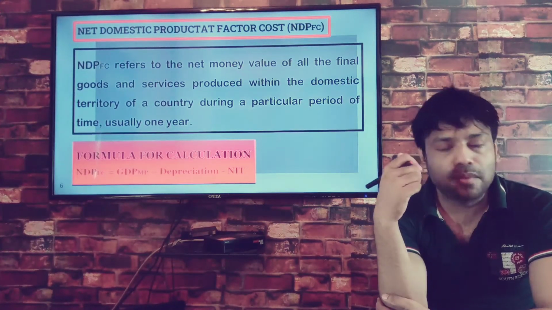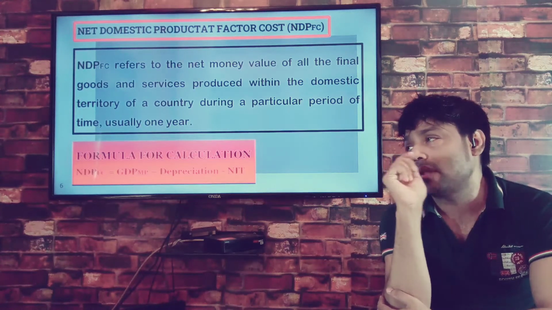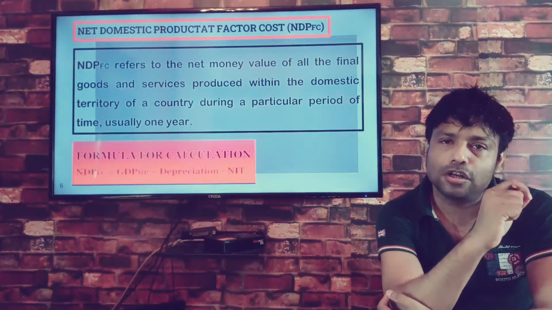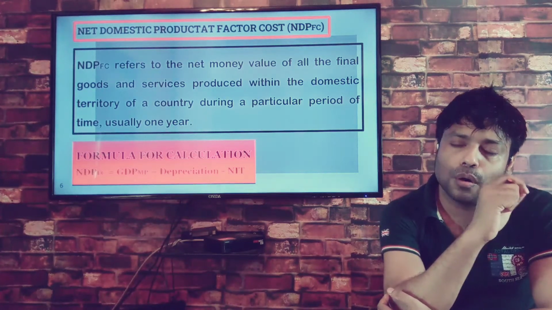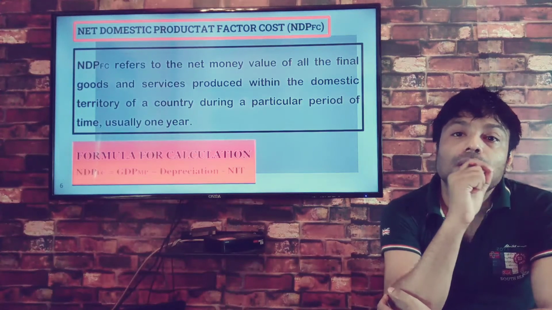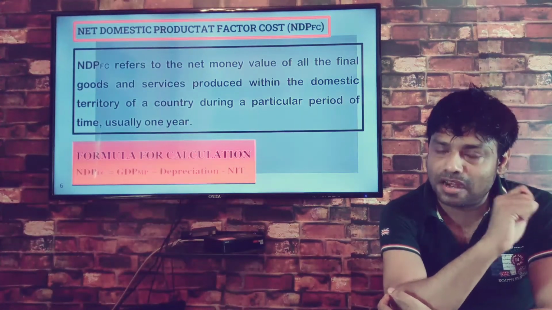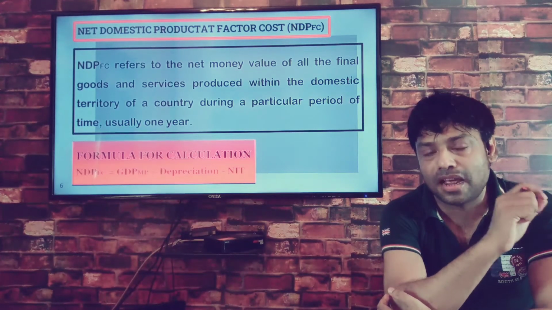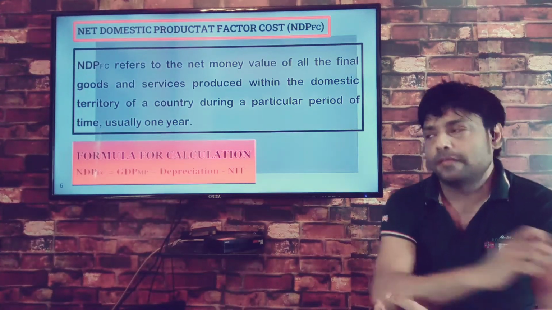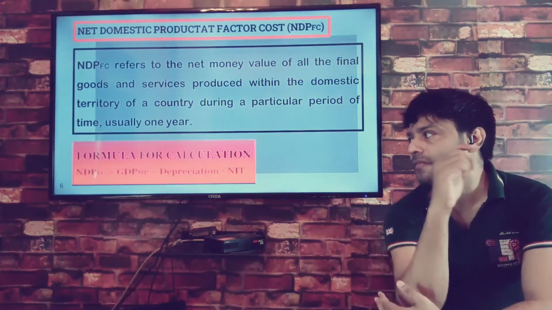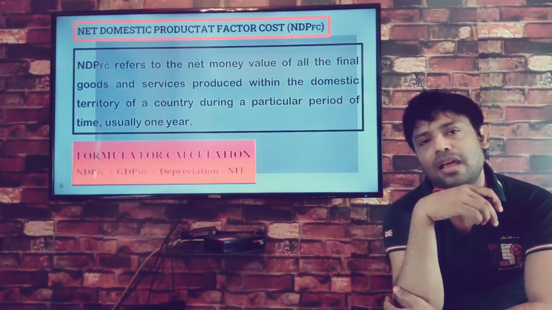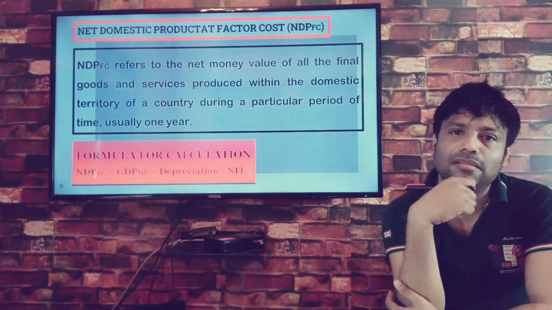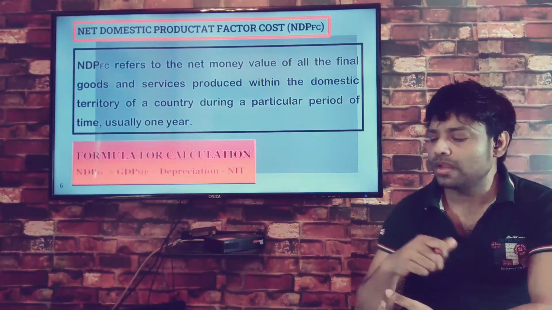Now, this time we will learn net domestic product at factor cost. NDP at factor cost refers to net money value of all the final goods and services produced within the domestic territory of a country during a specific period of time, usually 1 year. The formula for calculation is this: NDP at factor cost is equal to GDP at market price minus net indirect taxes minus depreciation.